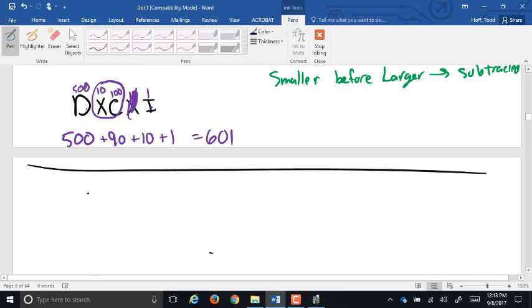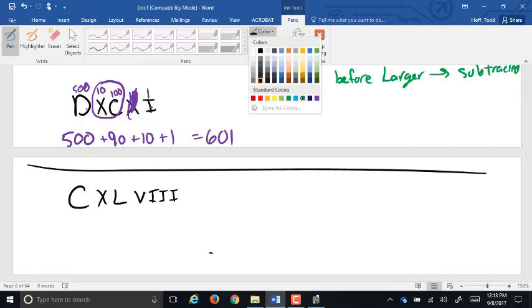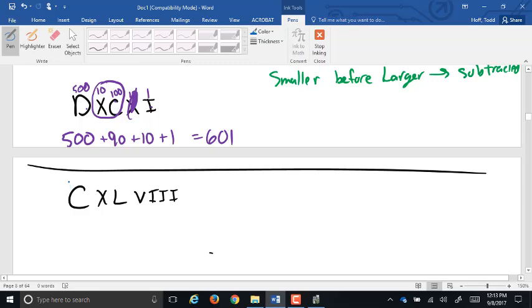Let's do this one. CXLVIII. So C stands for 100. X is 10. So we can use the C. We can put down the 100. X is 10. L is 50. So what do we have to do with the X? We're going to subtract. 50 minus 10 is 40.